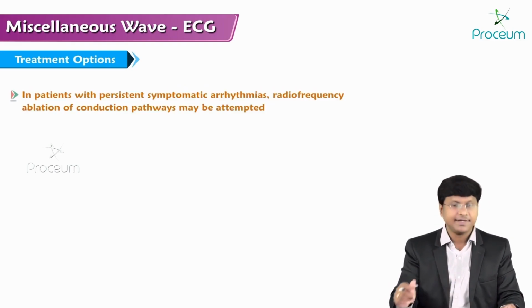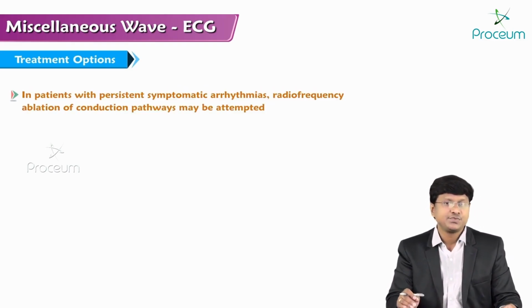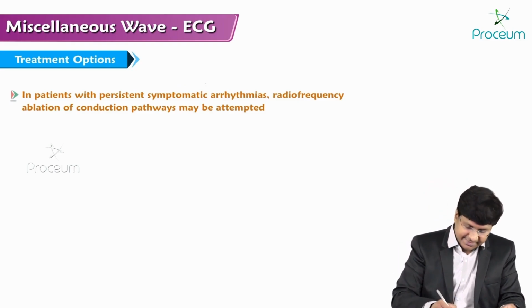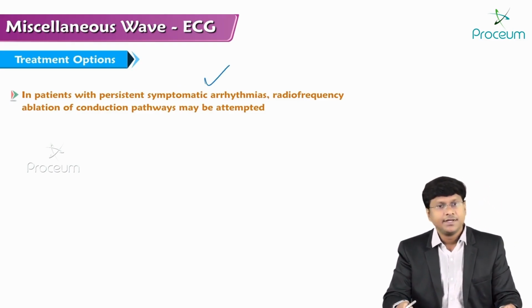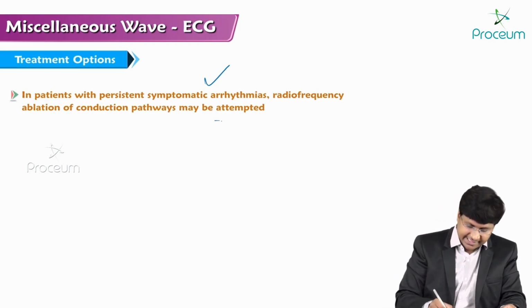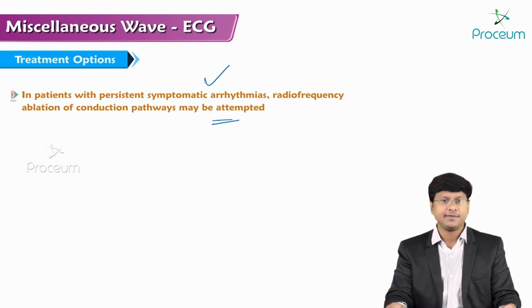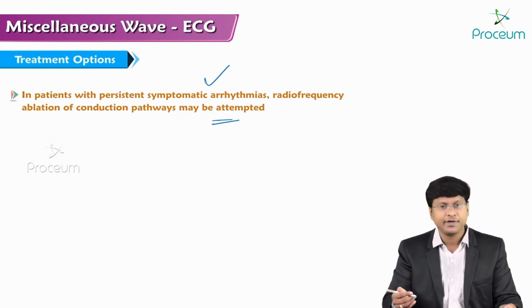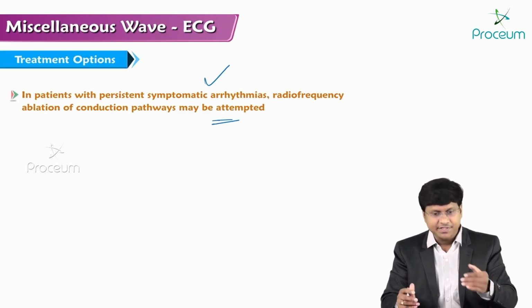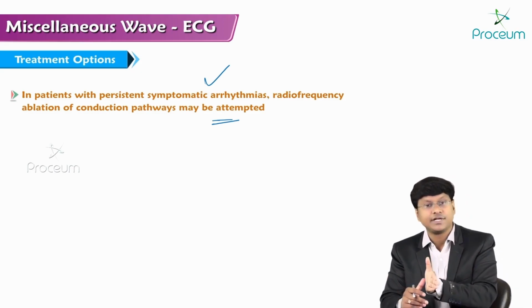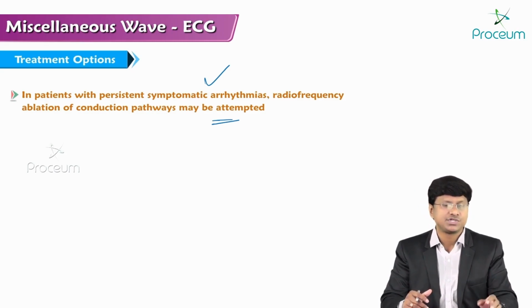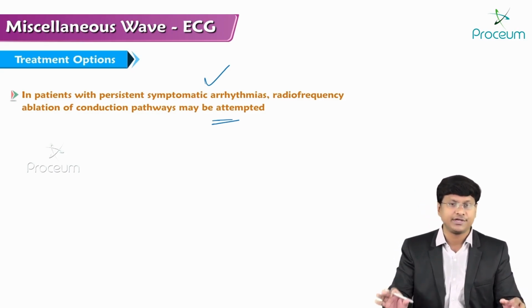Next, the other treatment option is in patients with persistent symptomatic arrhythmias, radiofrequency ablation of the conduction pathway can be attempted, right? So these are the treatment options. And the other point is, in these patients with ARVD, if they progress to biventricular failure, the heart failure, it is treated in the usual way like what we treat the heart failure.